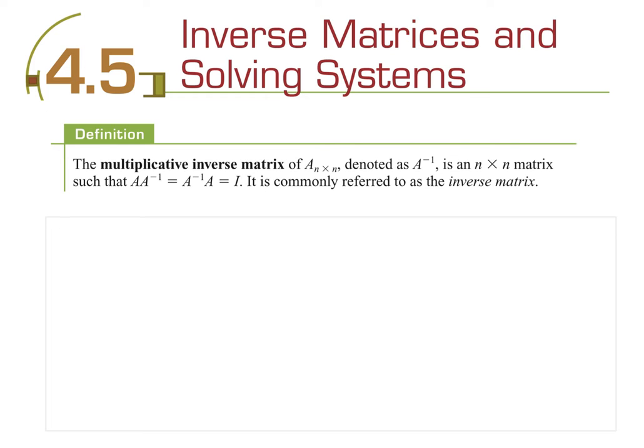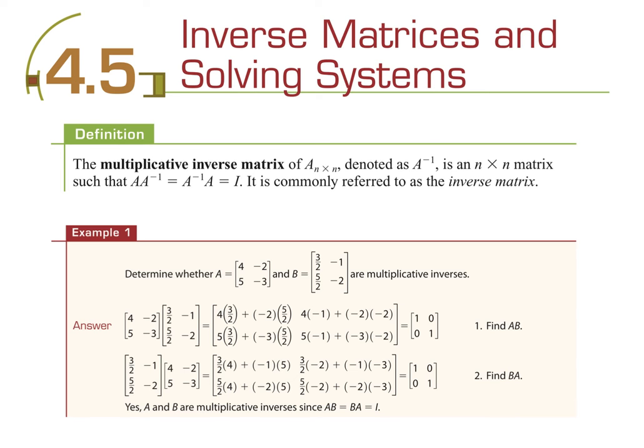It's just like multiplying inverses in general. If you were to multiply any number and its reciprocal, you get 1, which is the identity. And so it's the same that's true of matrices. If you multiply a matrix and its inverse, you are going to get the identity matrix.